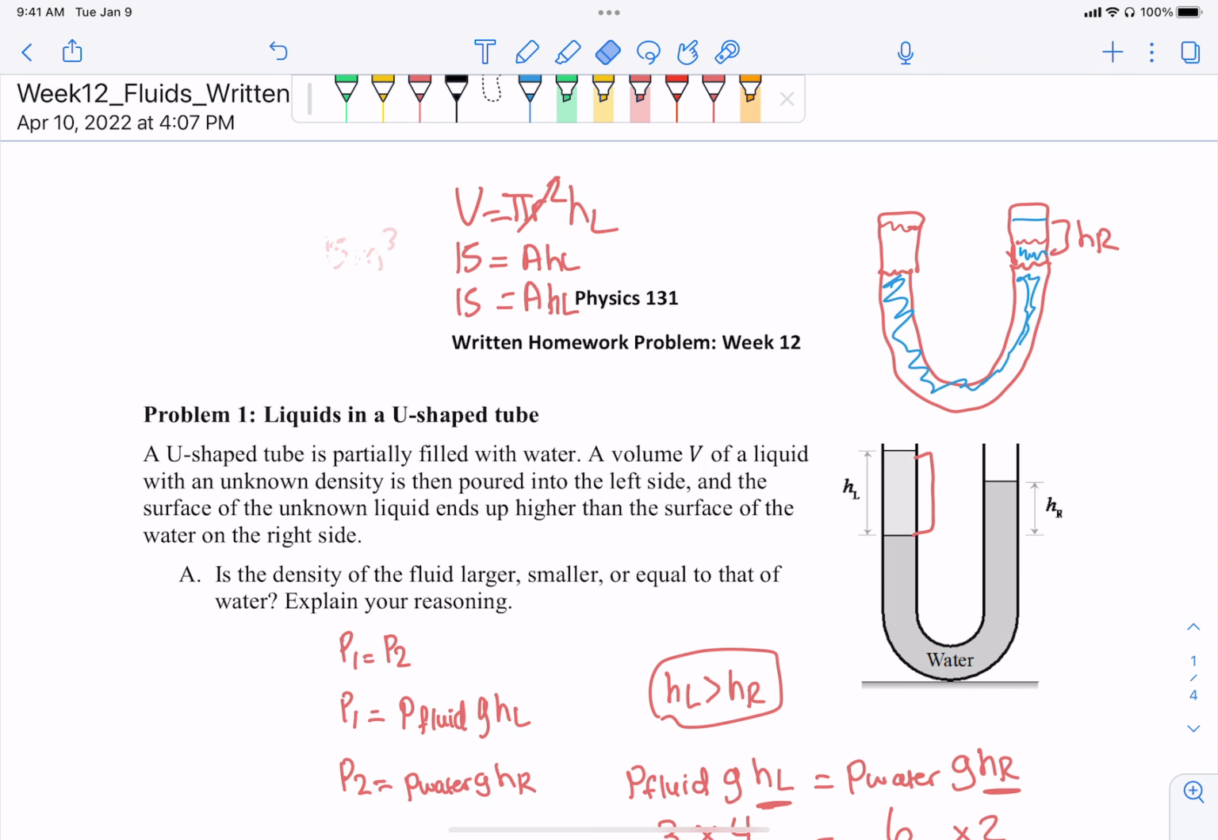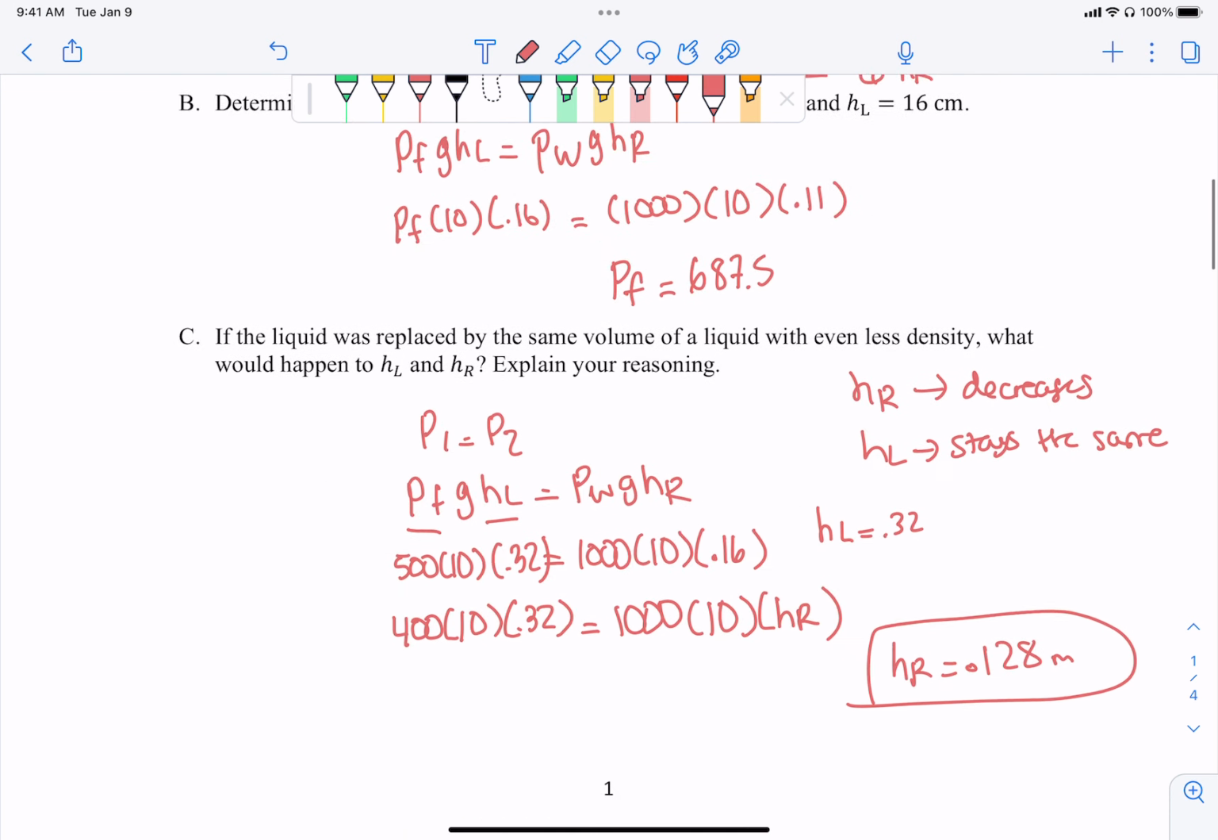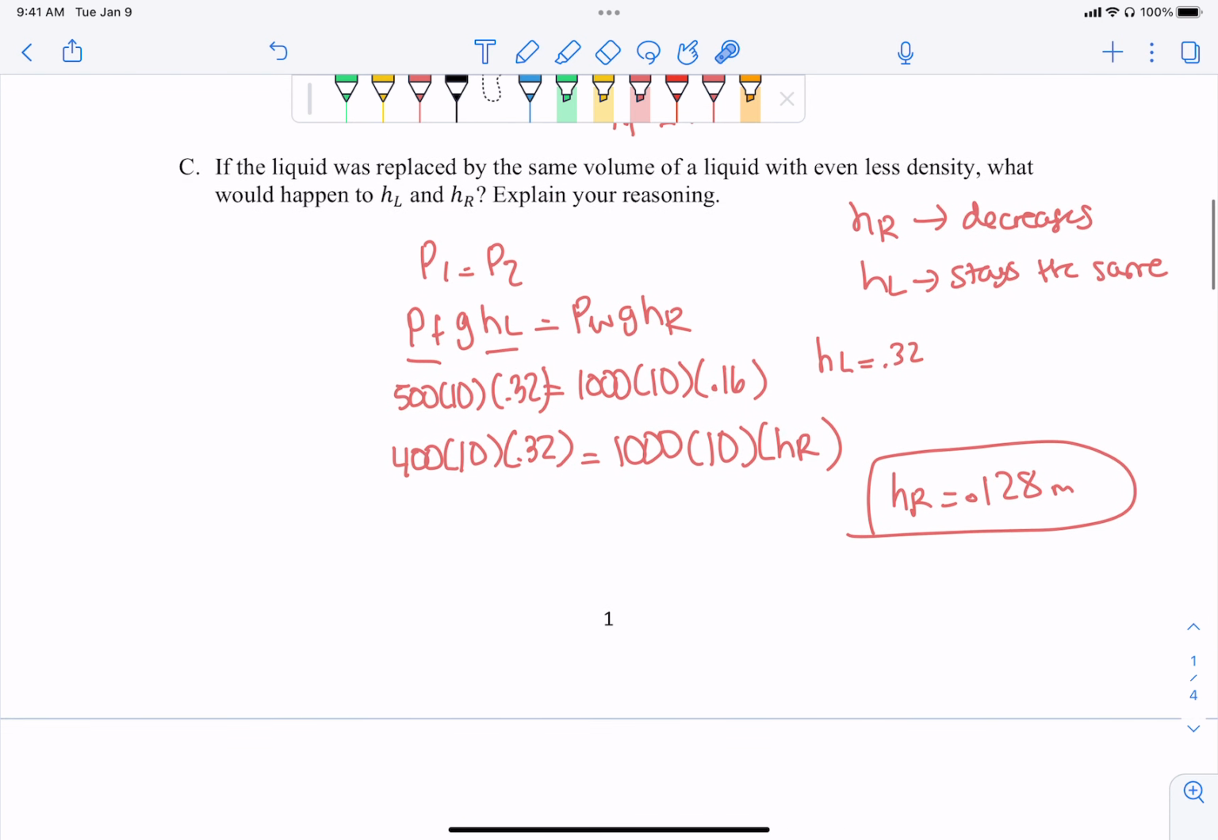But since they have the same amount of volume added, the height on the left would stay the same, but that height on the left is the same with a smaller density. So with a smaller density, the height on the right would have to increase in order to maintain the same pressure.